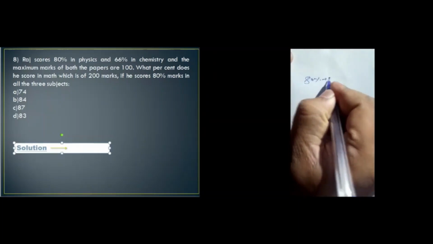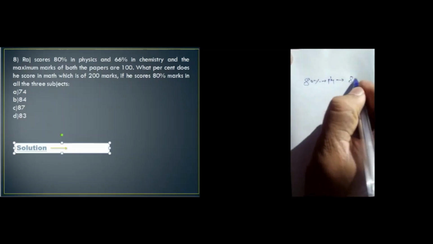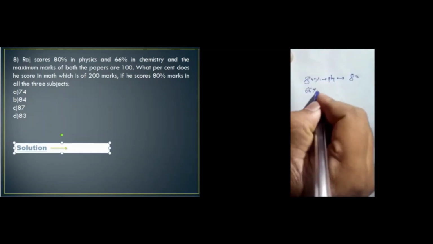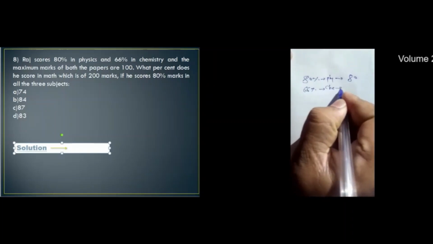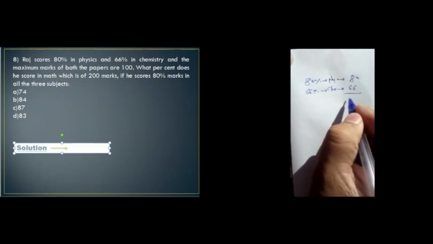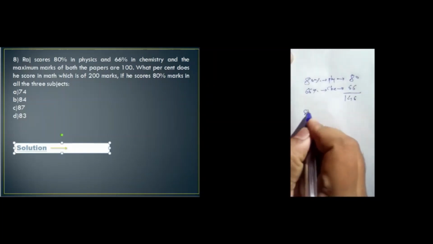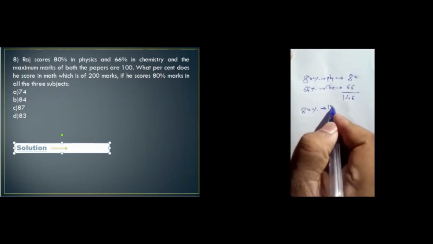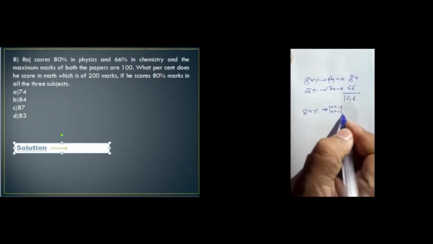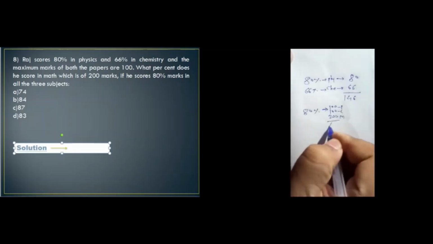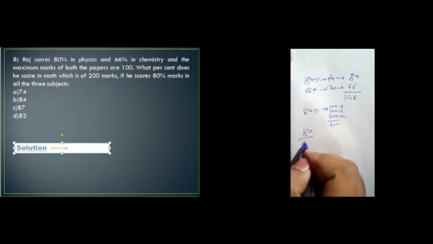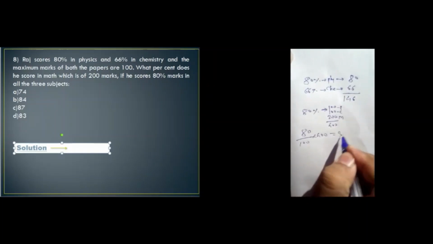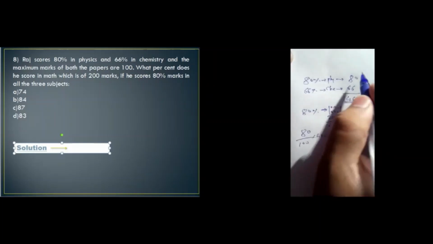So Raj has scored 80% marks in physics, that means 80 marks out of 100. He has scored 66% marks in chemistry, that means 66 marks. So total these marks are becoming 146. Also he has obtained 80% marks out of total. So total marks are 100 of physics, 100 of chemistry, and 200 of maths. So total marks are 400. So 80% of 400 will become 320. So out of this 320, he has already obtained 146 marks in physics and chemistry.